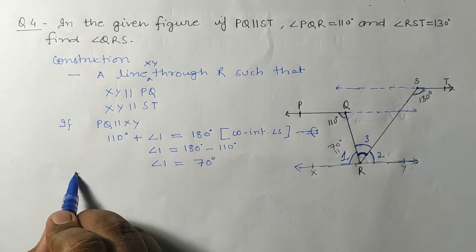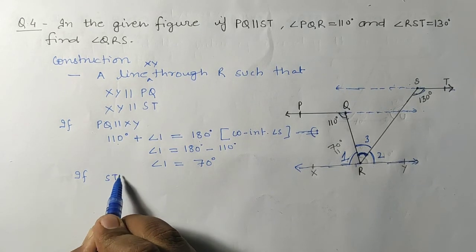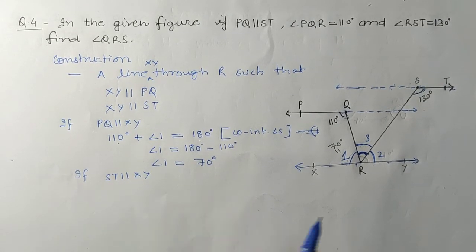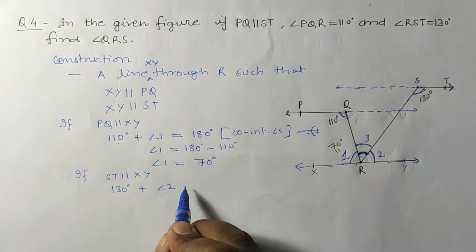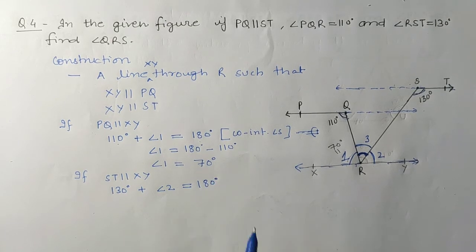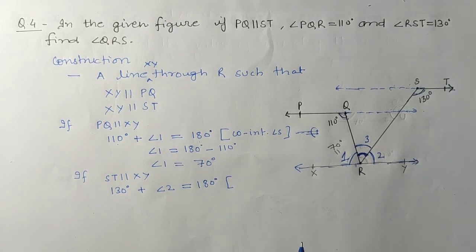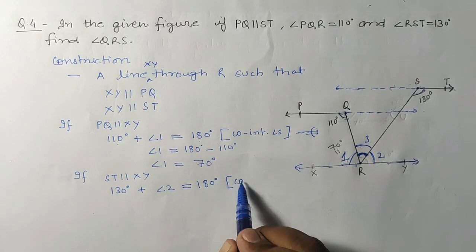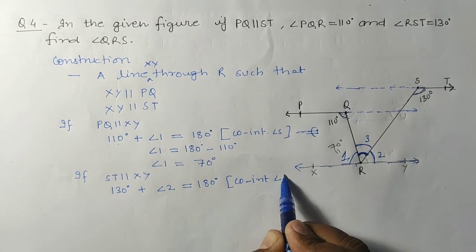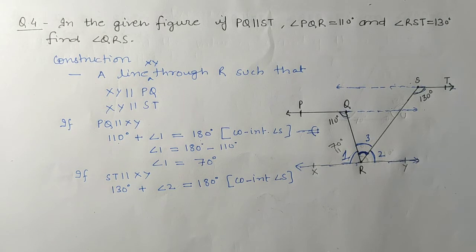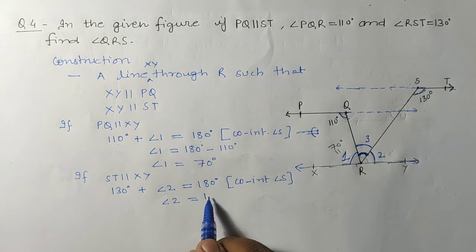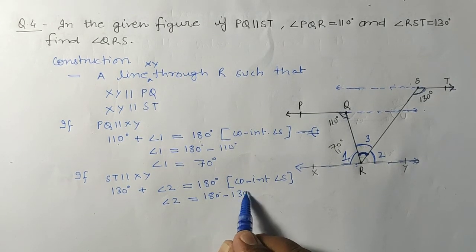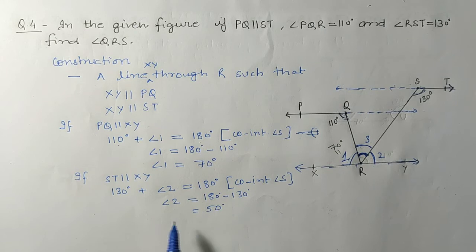Now in the same manner, if ST is parallel to XY, then 130 degree plus angle 2 should be equal to 180 degree. Why? Because of the same reason, that is co-interior angles. From here we can find the value of angle 2: this 130 when shifted will be 180 minus 130, that is 50 degree. So angle 2 is 50 degree.